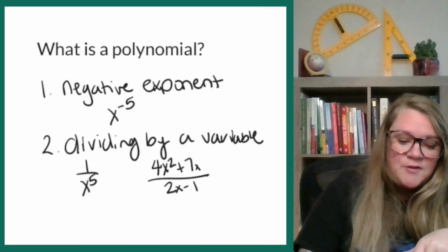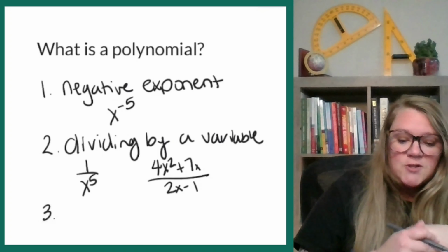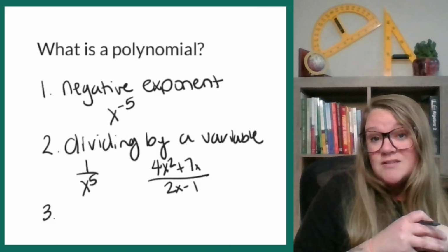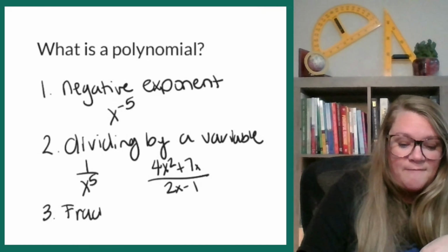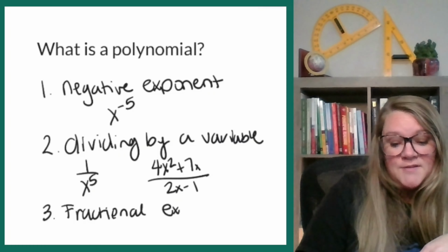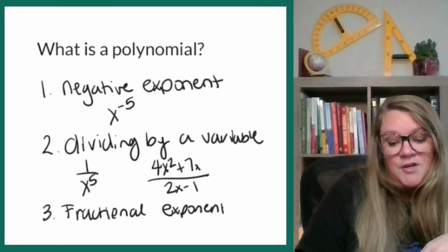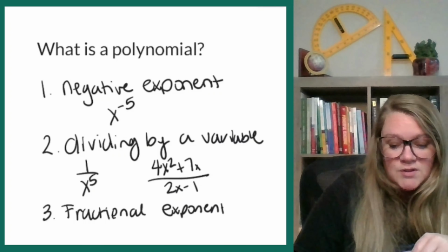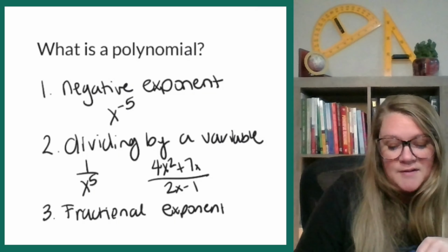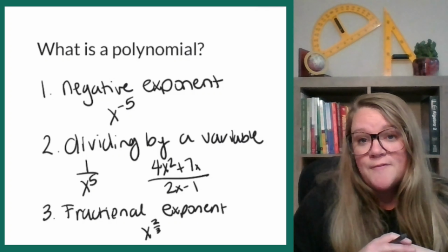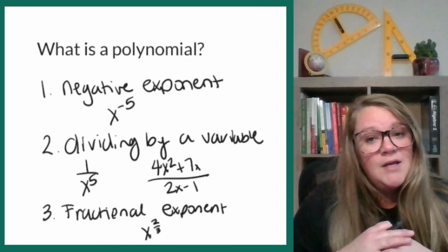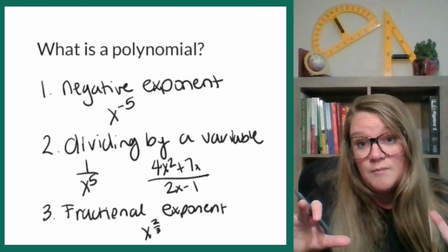Okay? And the third thing that makes an expression into something that's not a polynomial is a fractional exponent. We cannot have fractions as our exponent. So an example of what that would look like, x to the 2/3 power. We have a fraction up in that exponent that turns this into not a polynomial.